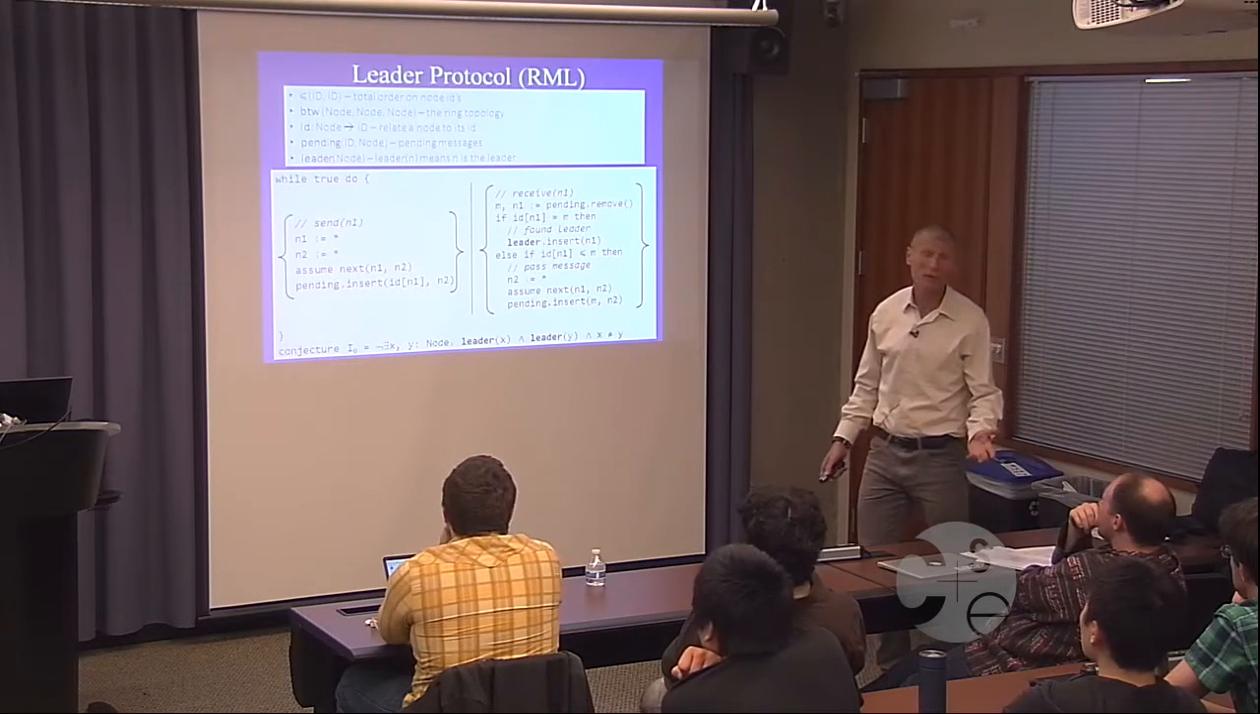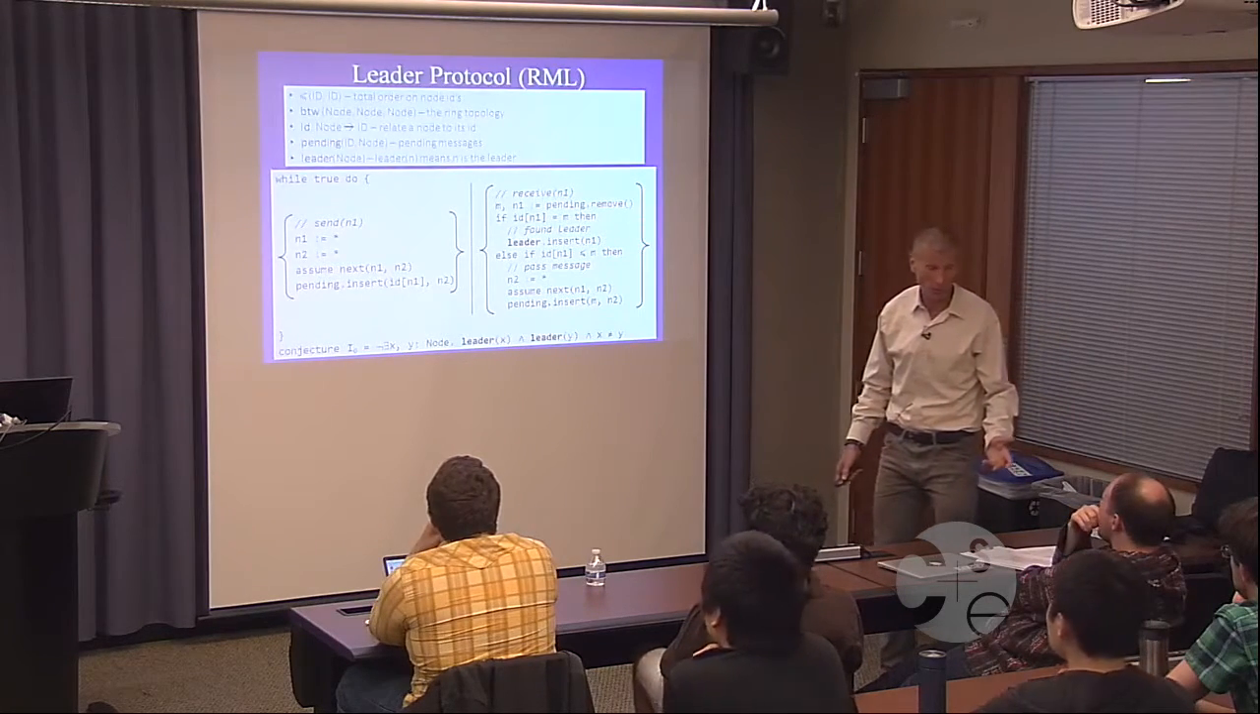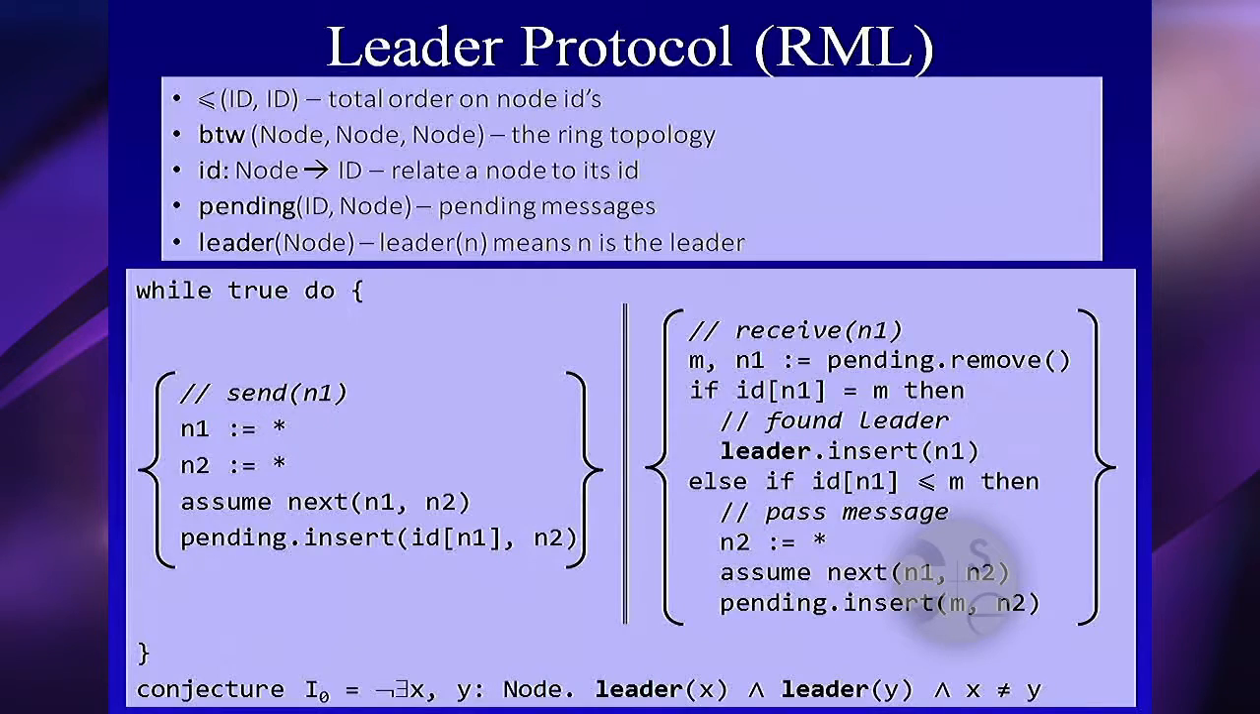Okay, so I'll show you this language. I can give you the syntax, but I prefer to show you by means of an example. So here is the leader election. I'm just defining a number of relations. There is ID, which is a total order on IDs. I don't actually have integers, I have only total orders. The topology has a between relation, which means that the middle node is on the shortest path between the two nodes. This is how I encode the ring topology.